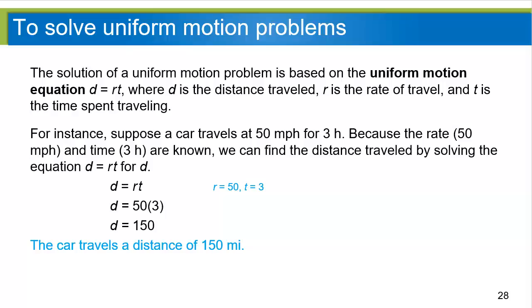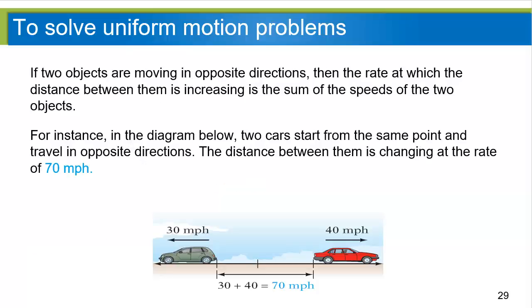So for instance, suppose a car travels at 50 miles per hour for 3 hours. The rate is 50 and the time is 3, and we know those. We can plug those both in and find the distance traveled, and it's pretty obvious, right? 50 miles per hour for 3 hours. You go 50, 50, 50, you've traveled 150 miles, right? That's simple distance equals rate times time.